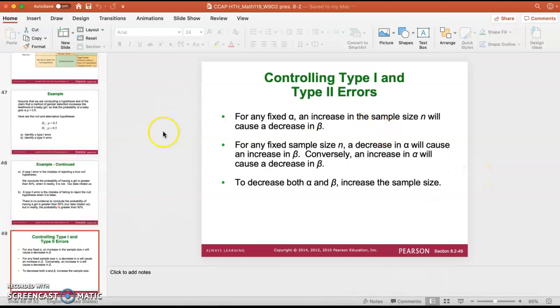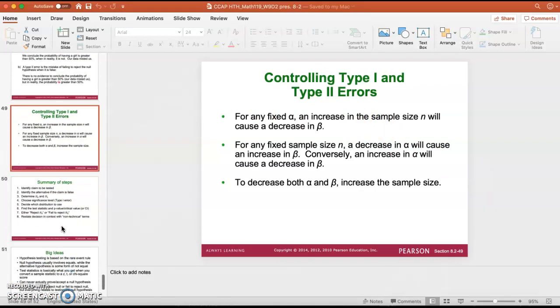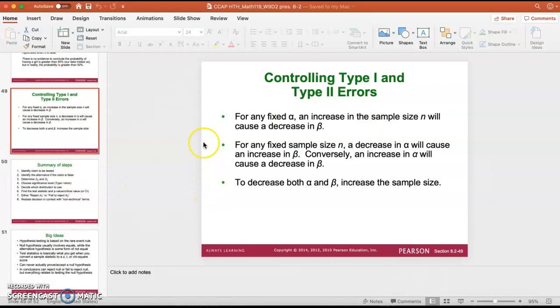Now, there are ways you can try to help control those two types of errors, and they mostly have to do with the sample size. For any fixed alpha, an increase in sample size n will cause a decrease in the type 2 error. So say we just leave our alpha at 0.05, for example, and increase the sample size, then we know we'll be decreasing the type 2 error.